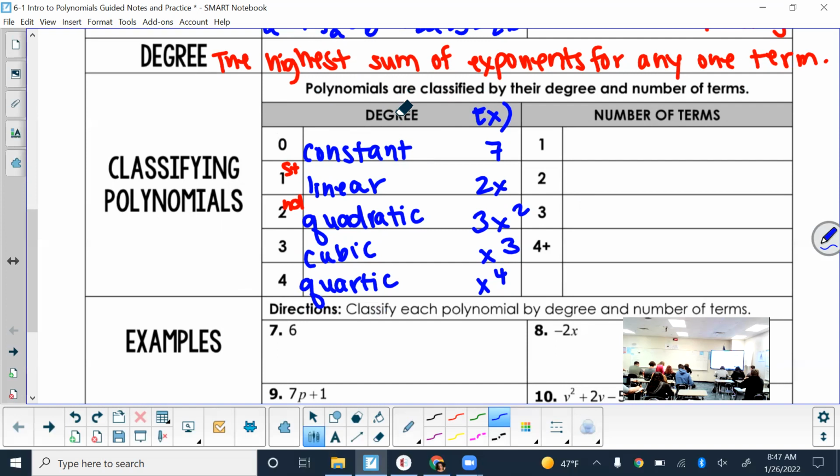All right, but that's how you would classify it by degree. You also have to classify it by number of terms. You guys know how terms separate now, how to count the number of terms in a problem. So if it's just one term, it is monomial, because mono means one. Two terms would be binomial, like a bicycle. Like a bicycle has two wheels, so binomial has two terms. What do you think 3 terms would be?